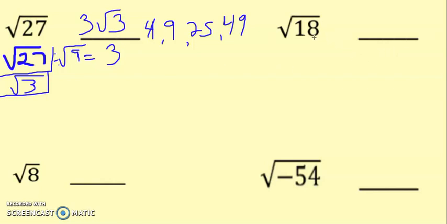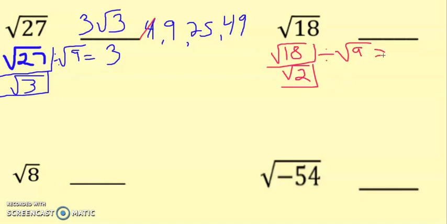Now let's do 18, the square root of 18. So let's try 4. 4 does not go into 18. 9. 9 goes into 18. We can divide by the square root of 9. That's 2. None of these numbers go into 2 evenly, so we're done. The square root of 9 equals 3. So our simplified radical is 3 square root of 2.